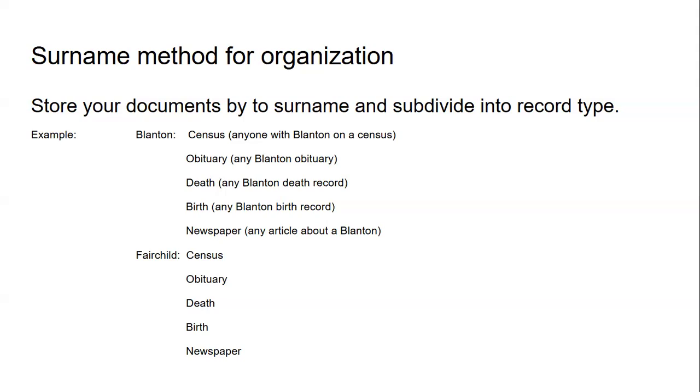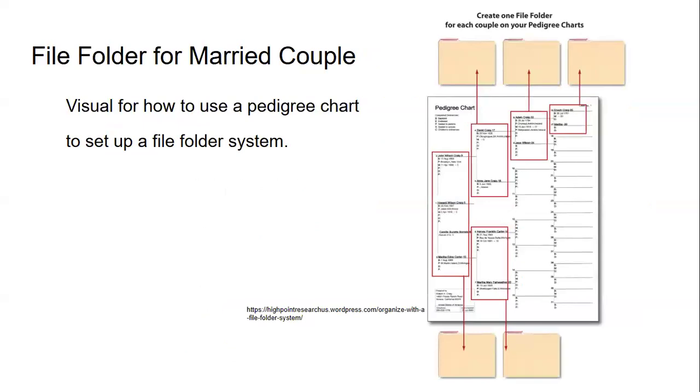And then you would move to a different box, a different binder for your next family, Fairchild, and you would do the same thing. That way, if you knew you were working on your Blanton family and needed census information, you could go right to your census folder, pull that out and be able to find the information regarding that specific Blanton. Sorry about that.